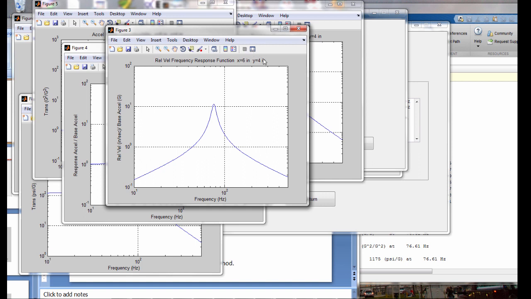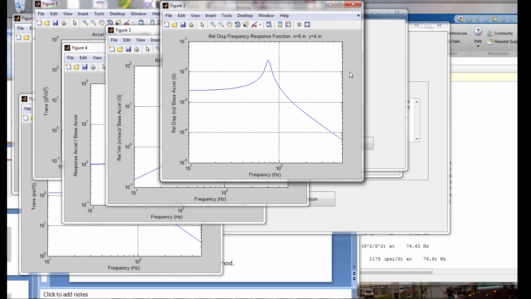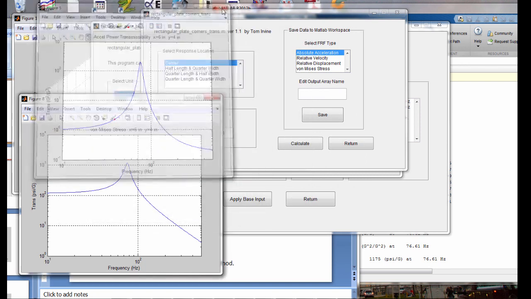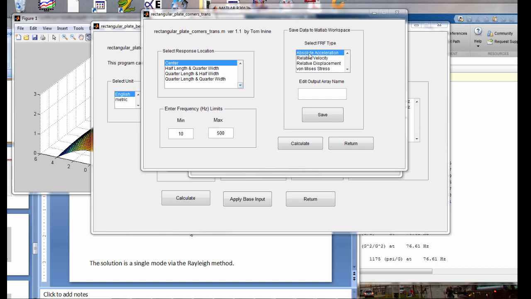Then the relative velocity frequency response function at the center, and the relative displacement frequency response function also at the center. Now, if you're a motivated student, what you should do next is save the absolute acceleration FRF, or you could use one of these others as well, and then go over to the half-power bandwidth method and estimate the damping and verify that in fact it is Q is equal to 10.